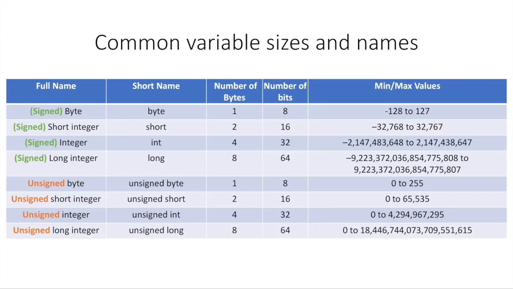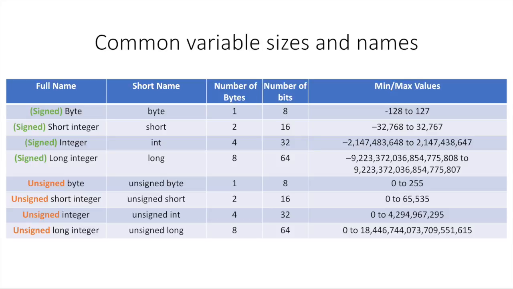So let's take a look at the common variable sizes and names. Remember, a variable is a unit of memory. So when you're asking for memory that can store numbers, these are the names you're going to be telling the computer so that you can get what you want. If you want a single byte of 8 bits signed, 2's complement, you are going to ask for a byte. And you're going to get 1 byte or 8 bits. The minimum value you're going to be able to store is -128, and the maximum value is 127.